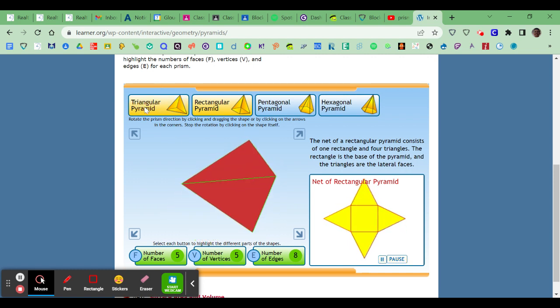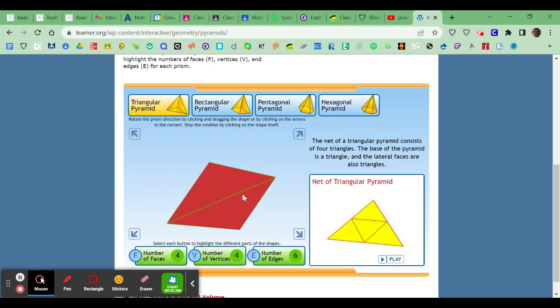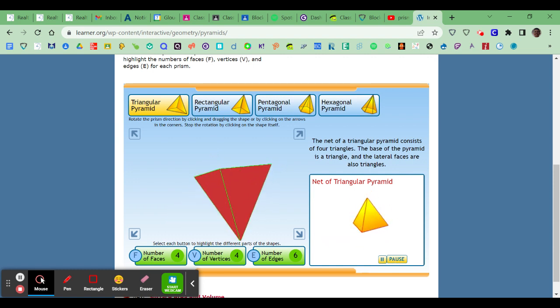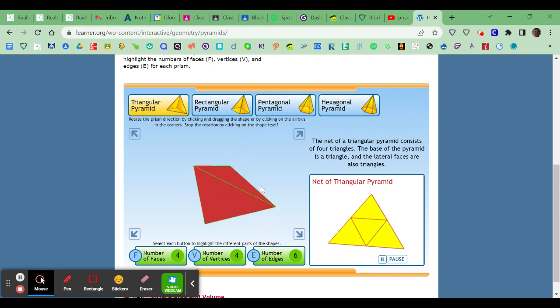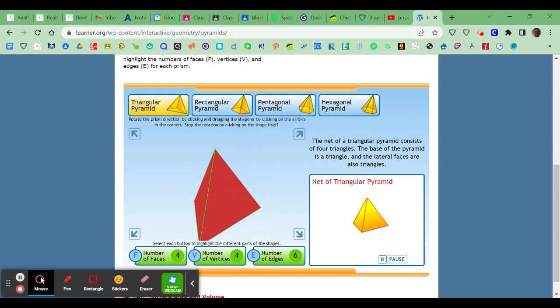That's so cool. All right, now this one can be a little bit tricky because it's all triangles, but you can see in the net here, that's a nice word to know, the net, that in the middle there's that triangle, and then all the other triangles fold up to create that triangular pyramid. All right, so we have our basics here. Hopefully that helps. Good luck on the lesson.